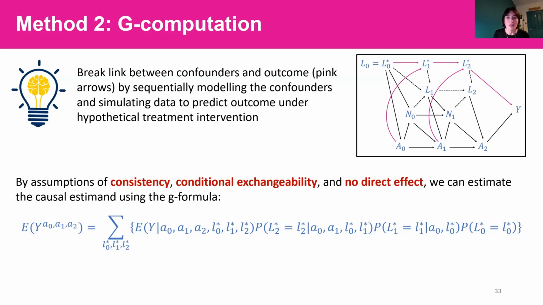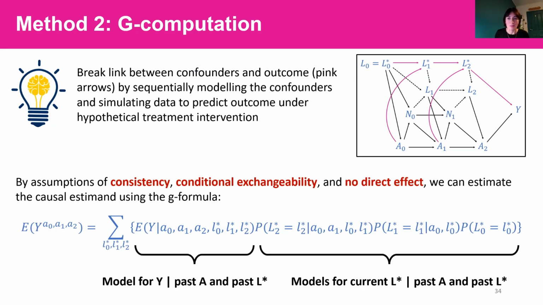Based on the identification assumptions of consistency, conditional exchangeability, and no direct effect, it can be shown that the quantity we want to estimate, i.e. the mean of the potential outcome, can be expressed in terms of things that we can estimate from the observed data. Although this formula looks a bit complicated, because Y depends on the true underlying covariate L star, we need models for Y given the past treatment and confounder L star, and models for the confounders L star over time, given things that we observed earlier in the DAG.